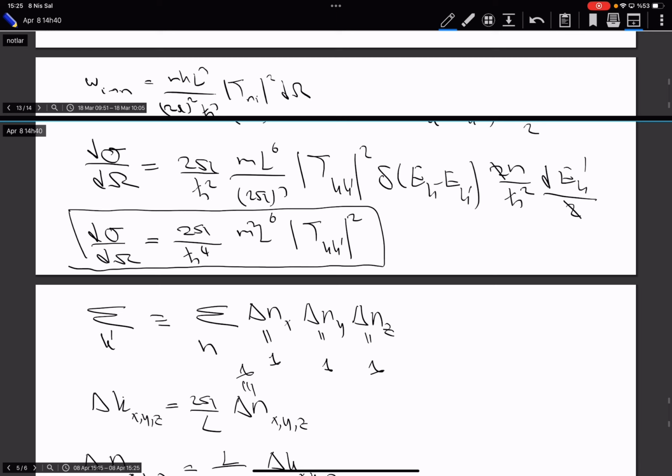Again, I repeat, I probably got those factors 2 pi over h bar to the 4, m squared, L to the 6 wrong. I have 2 pi cubed also.